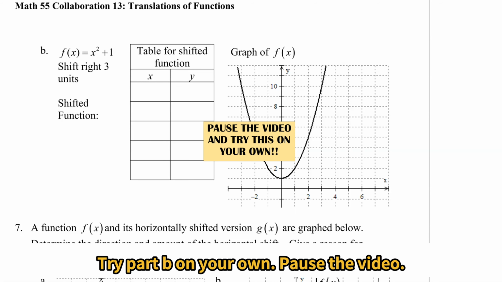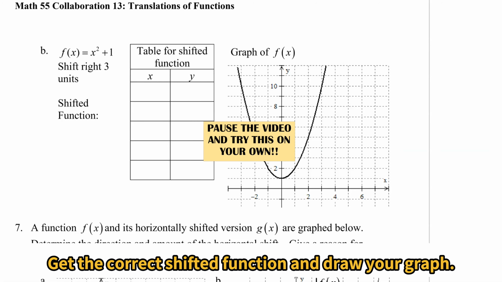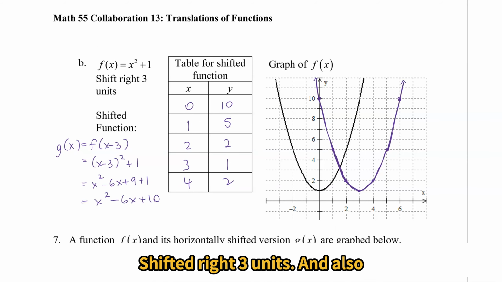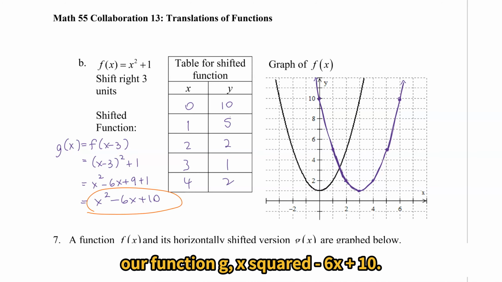Try part B on your own. Pause the video, see if you can get the correct shifted function and draw your graph. So now in part B, does your graph look like mine? Shifted right 3 units, and also our function g, x squared minus 6x plus 10.